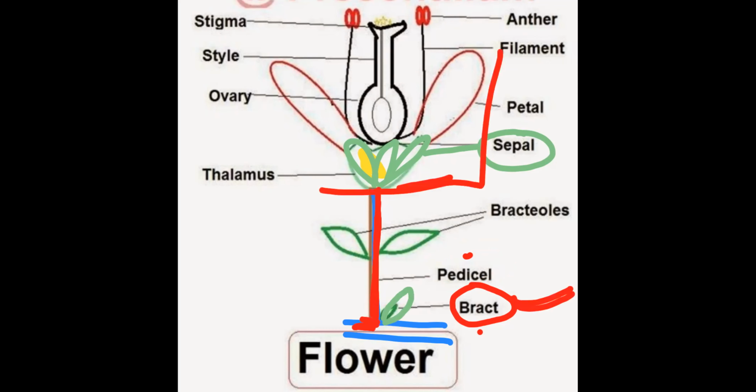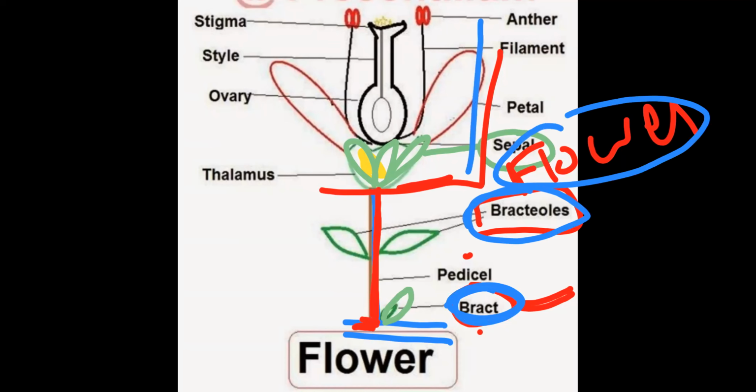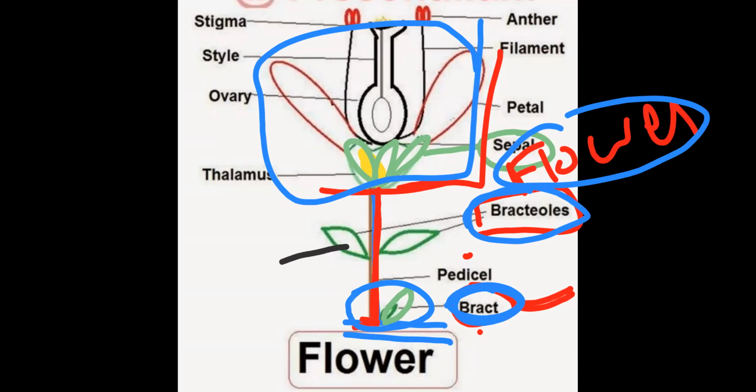This is the entire flower, right? So bracteole, sorry, this bracteole is present between this bract and this flower. Between the bract and the flower, the bracteole is present. So now my question is, first of all, are you clear on this? What is bracteole and bract?